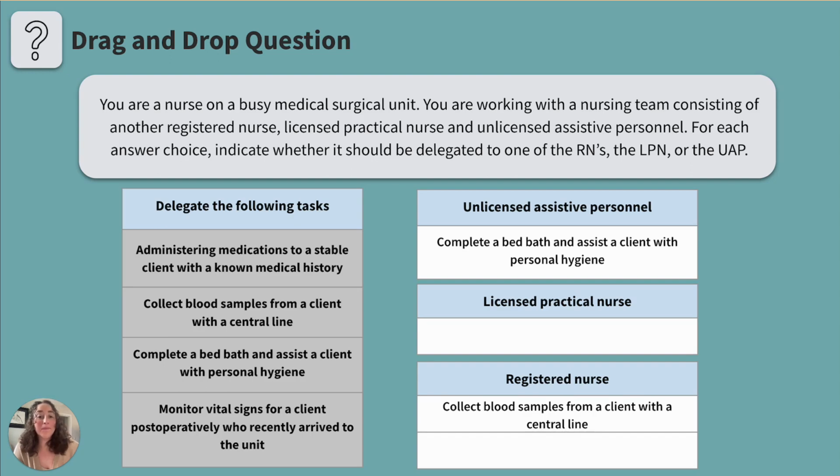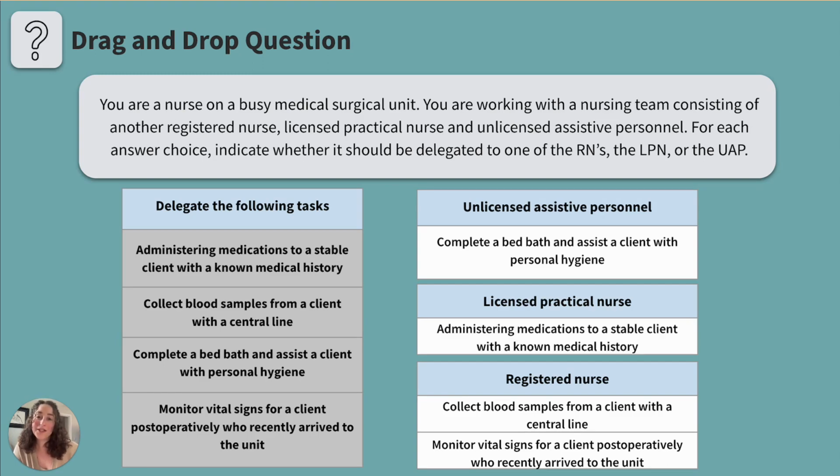Last one here, monitor vital signs for a client post-operatively who recently arrived at the unit. If you said an RN should complete this, you got it. RNs are typically responsible for more complex assessments and interventions, especially in critical situations like postoperative care. So now that we've decided the UAP should complete task number 3 and the RNs should be completing task number 2 and 4, that leaves us with the LPN completing task number 1, administering medications to a stable client with a known medical history. Correct.